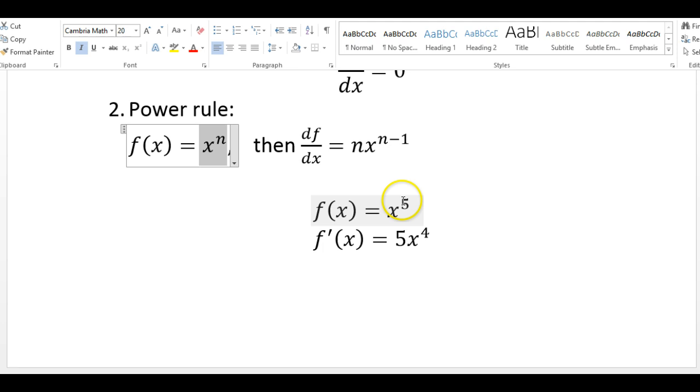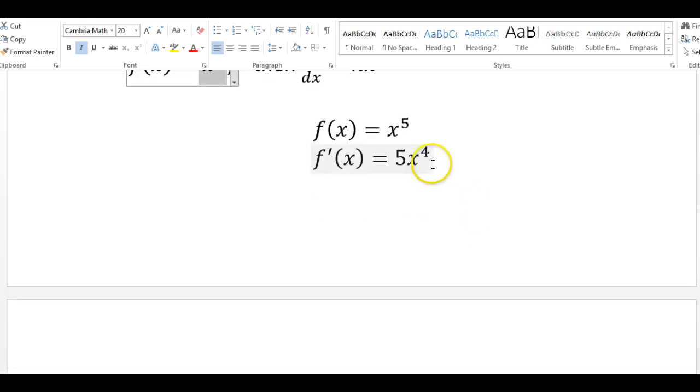Another example: suppose it is x to the 7. Then what will it be? It will be 7x, and the 7 will become 6. If it is x to the 8, then what will it be? The 8 comes up in front, 8x, and the 8 becomes 7, and you get 8x to the 7.